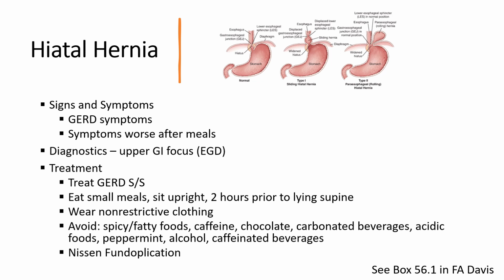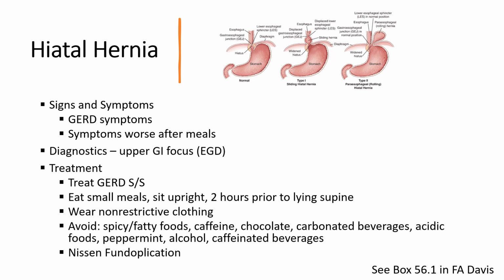Diagnostics, they focus on upper GI, so an EGD is the big one. They might have an upper abdominal x-ray, barium swallow with a fluoroscopy. That's the most specific test, that barium swallow fluoroscopy, and obviously that EGD. So as stated, symptoms are rare, but when they are present, it's very similar to GERD, and GERD is the most common complication of a hiatal hernia.